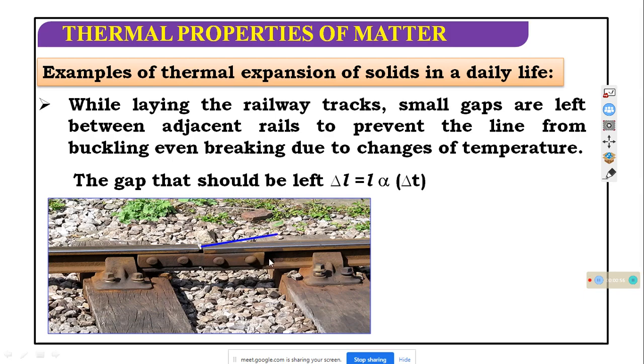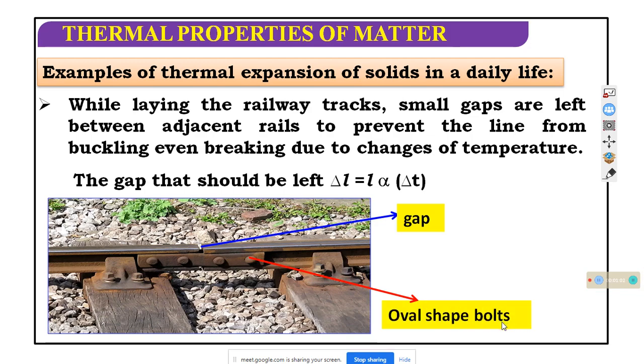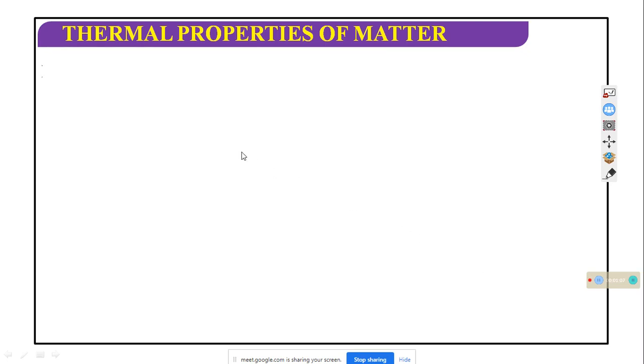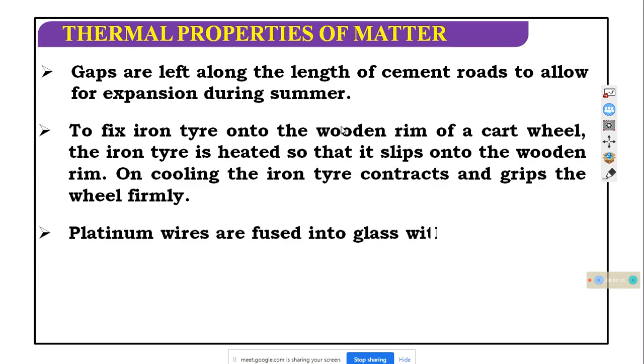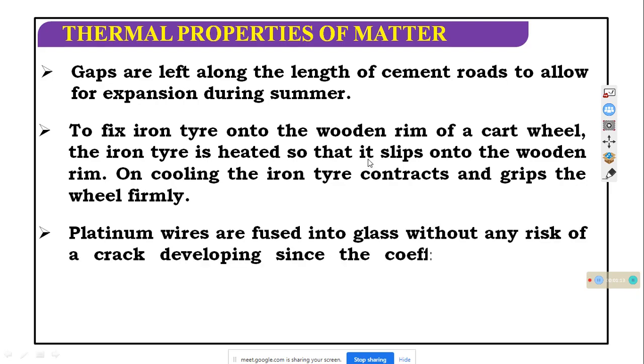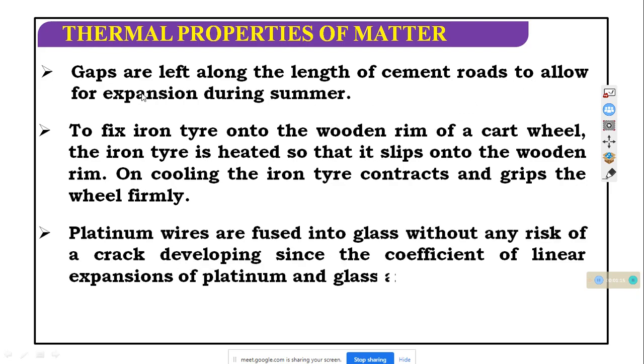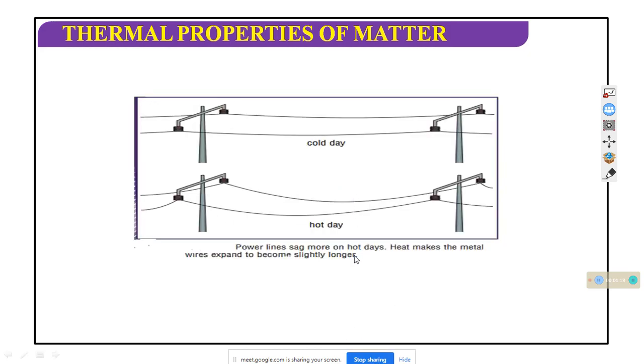Okay, this gap. And this is the oval shape of the rail. The gaps are left along the length of the rail to allow for the expansion during the summer. Okay, this is the example. Like this, cold day and this is the hot day.